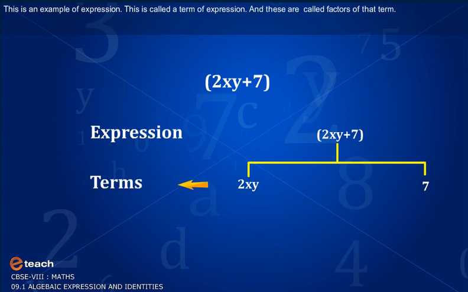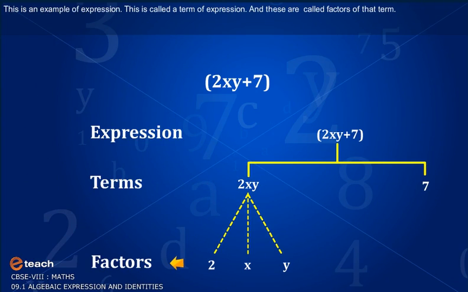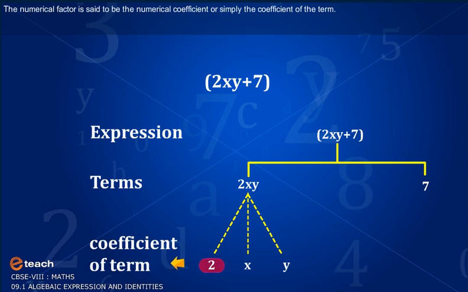This is called a term of the expression. And these are called factors of that term. The numerical factor is said to be the numerical coefficient, or simply the coefficient, of the term.